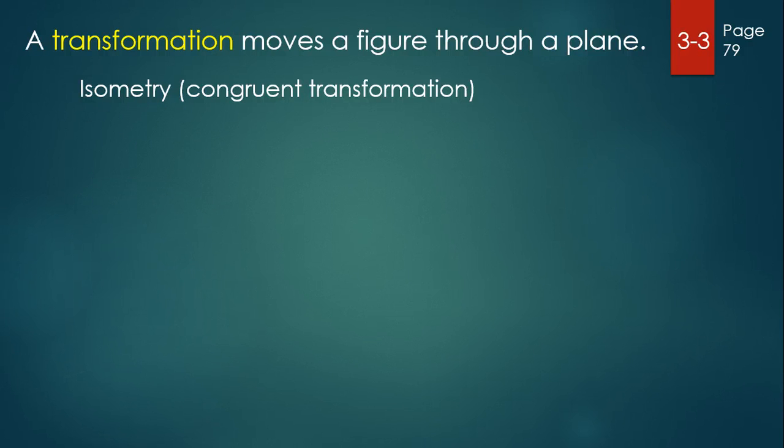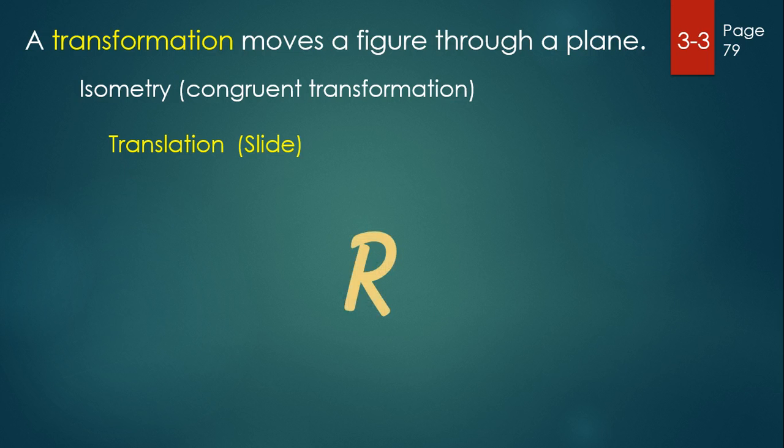So let's start with the translation. A translation is also sometimes called a slide. And when we translate a figure, what we do is we move it any direction in the plane. Maybe we move it left, or we move it diagonally, or we move it up. But whatever direction we move it, we notice that the size of the shape doesn't change, and its general orientation doesn't change either.